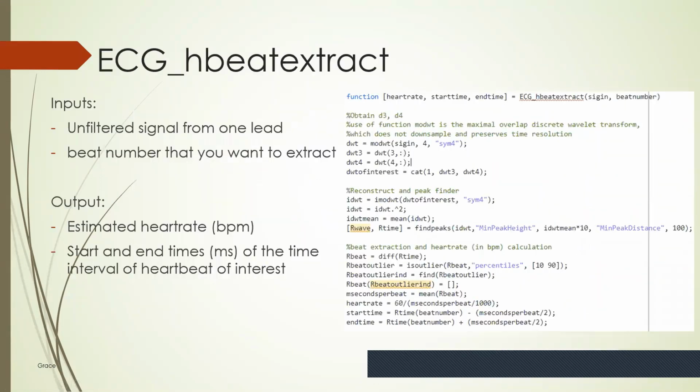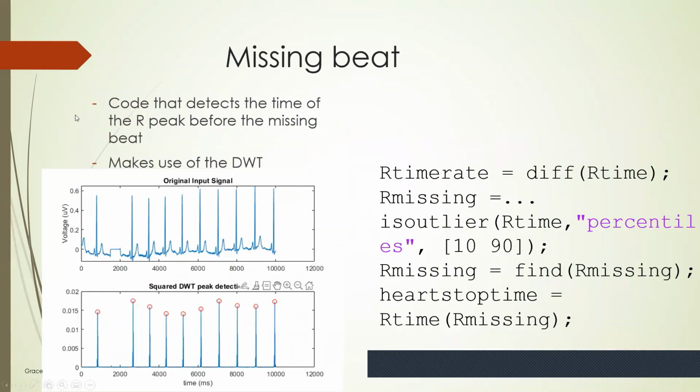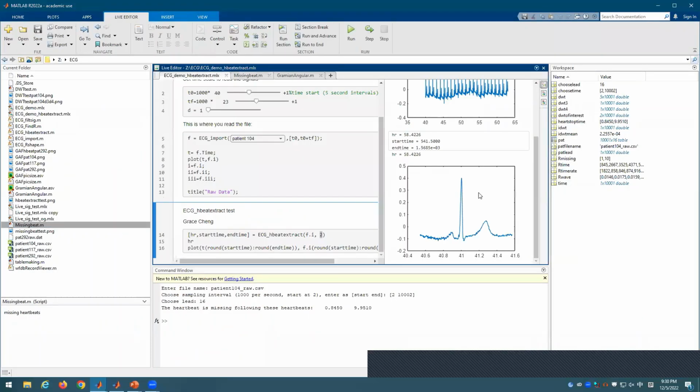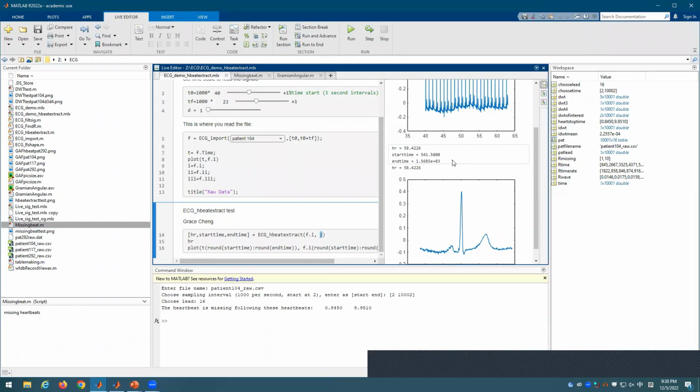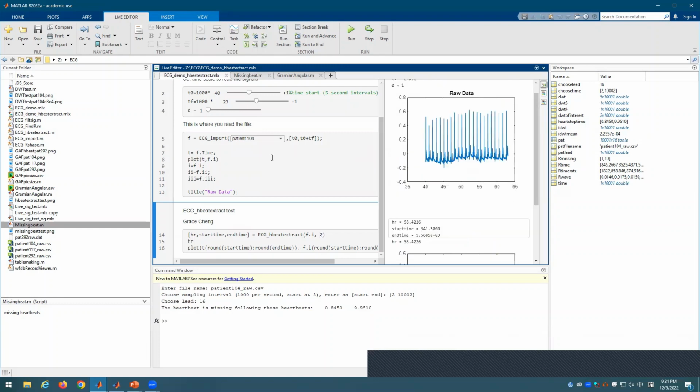I will now demo these functions and the missing beats one. So the heartbeat extracts will give you the heart rate by detection of the R waves and find the average distance between them, giving you a start time and an end time for whichever heartbeats you want within your time interval.